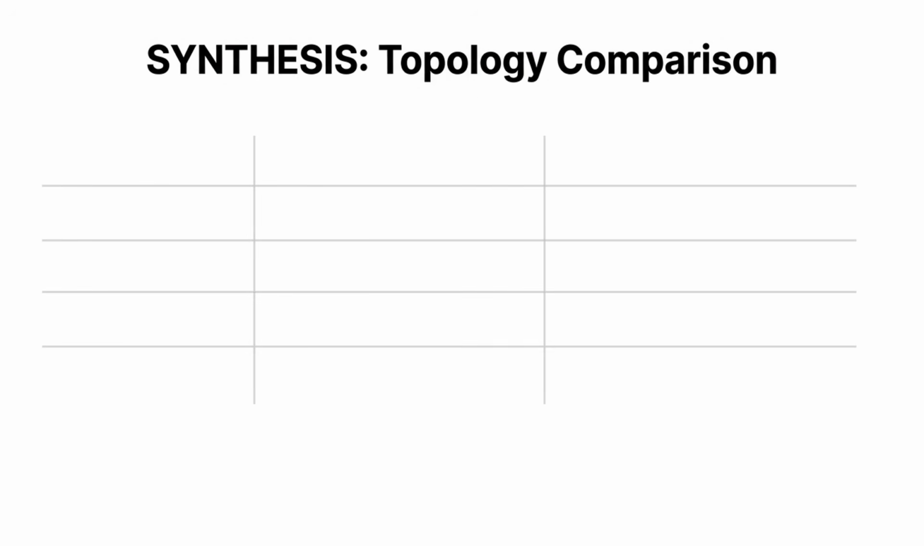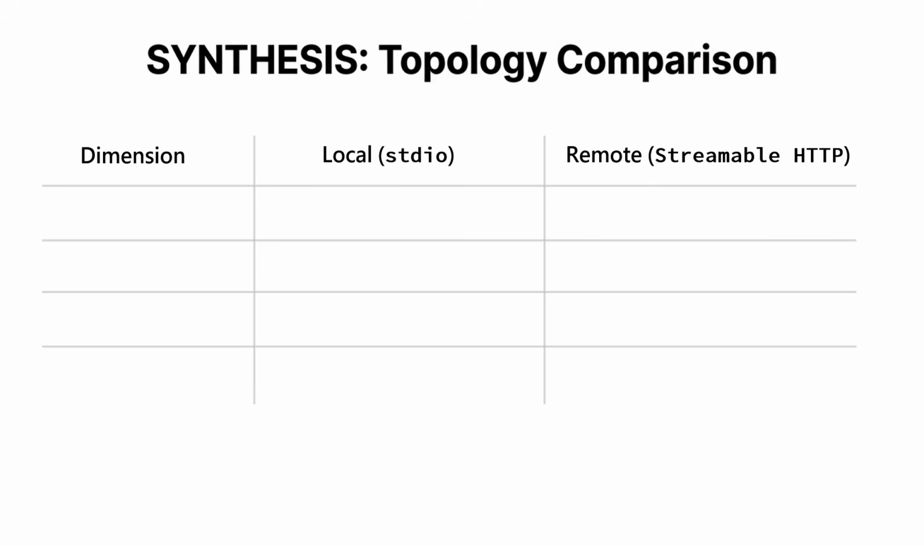Now it's time for the ultimate showdown, a comparison between the local versus the remote topology. While both paths use the same exact Model Context Protocol brain, the way they are wired changes the game for your AI application. Think of this synthesis as your architectural compass, helping you decide whether you need the raw speed of the local machine or the massive reach of the cloud. So here is the breakdown of our two contenders under different dimensions: the setup, the edge, the security, and the trade-off.